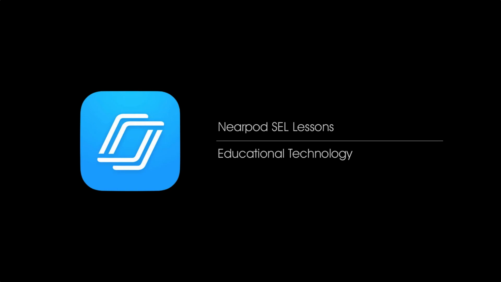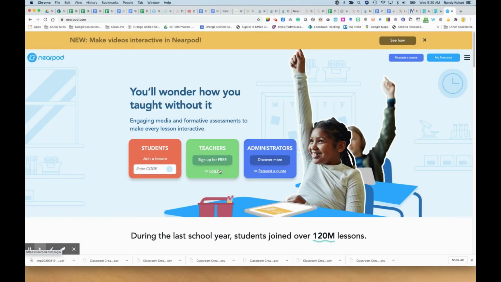Hello, everyone. Today I'm going to show you how to access the social emotional learning content out of Nearpod because it's going to be a fantastic tool to help get your kids connected and conversing around social emotional aspects or information. So first of all, you're going to want to get to the Orange USD dashboard and then click on the Nearpod icon, which will bring you probably here or straight into Nearpod's library.